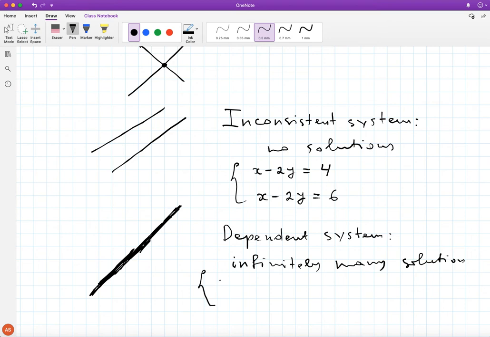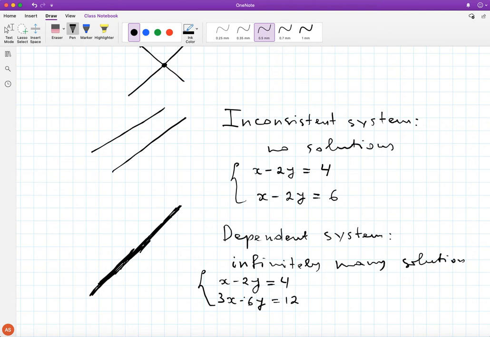Here's an example of such a system. Let's take our first equation to be exactly the same as before, x minus 2y equals 4. And the second equation will be 3x minus 6y equals 12. Now you probably noticed that the second equation here is exactly the first equation multiplied by 3. And so if you graph these two equations, you're going to get the exact same line, and any solution of the first equation is in fact a solution of the second equation and hence of the system.